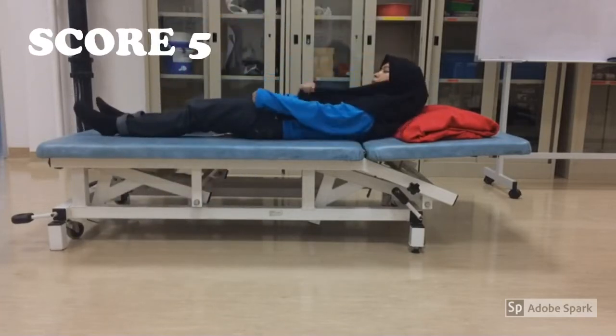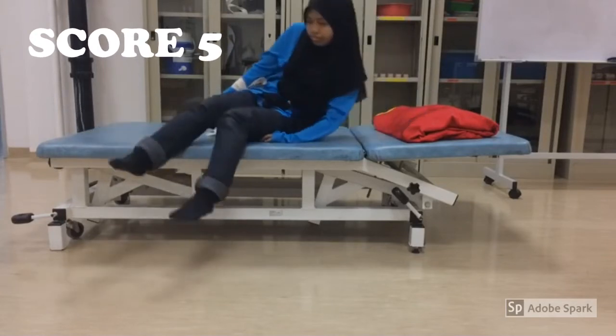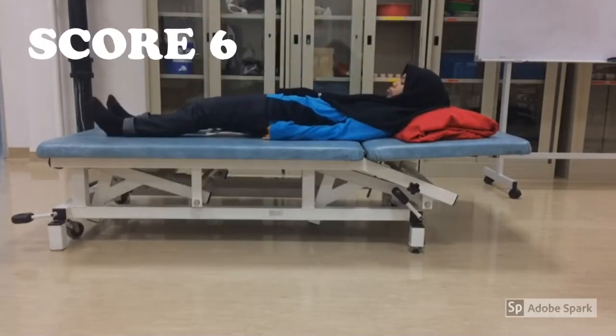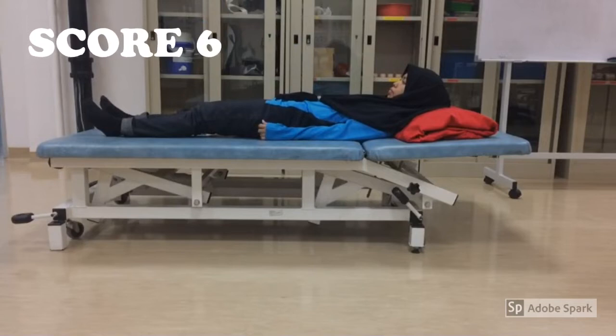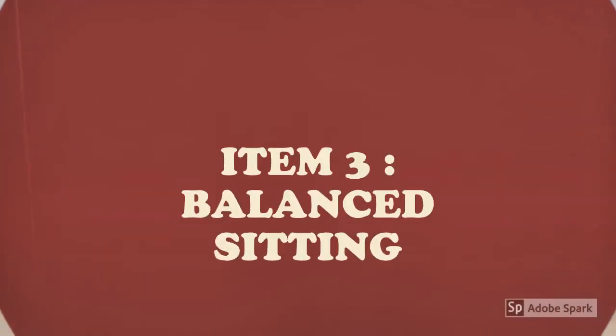For score 5, the patient is able to move from supine to sitting without any help. That's score 5. For score 6, the patient is able to move from supine to sitting without any help and can do so within 10 seconds. That one is score 6.